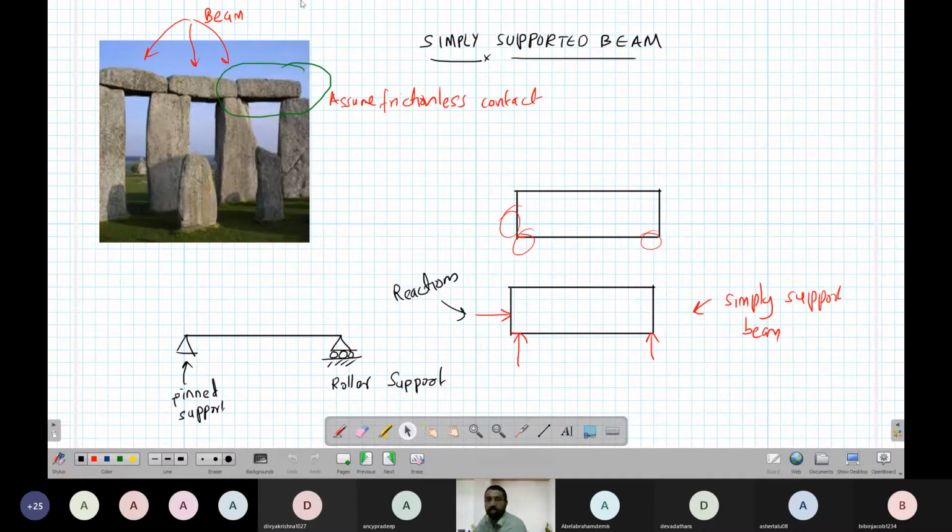Let's say somebody is standing on this stone. Is it going down? It is not going down. The weight of the stone acts downward, and the weight of the person standing here also acts downward. So there is a weight of the stone here and a weight of the person here.